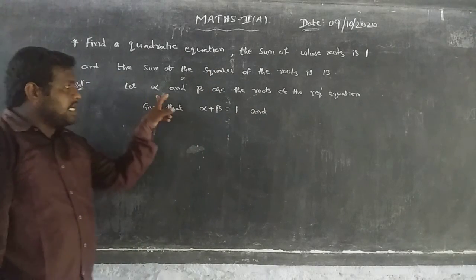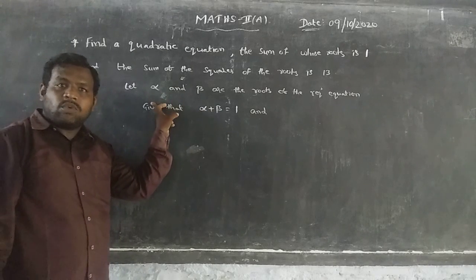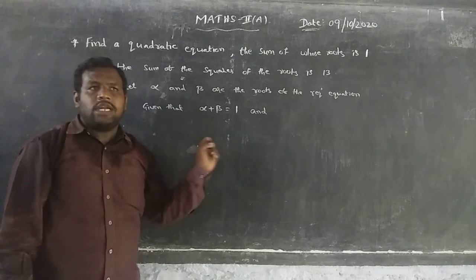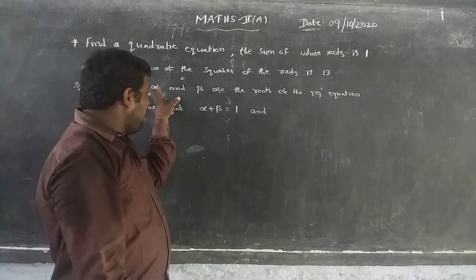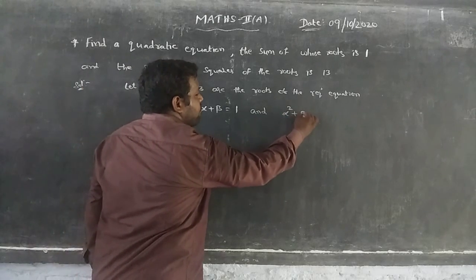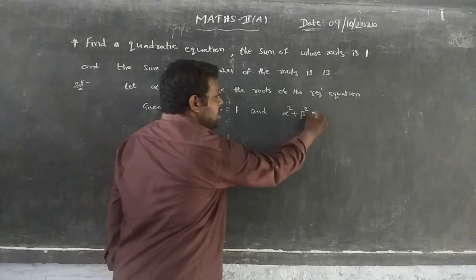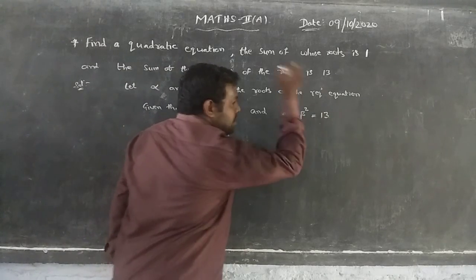What are the squares of the roots? Alpha square and beta square are the squares of the roots. So the sum of the squares of the roots, alpha square plus beta square, is equal to 13.